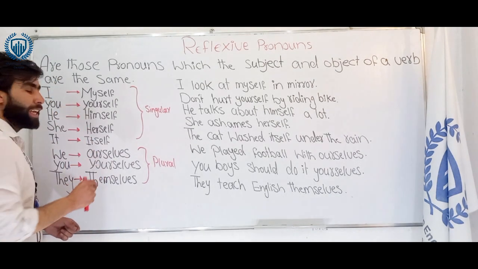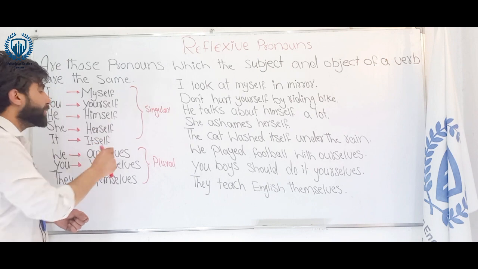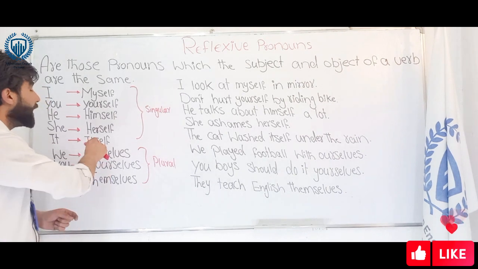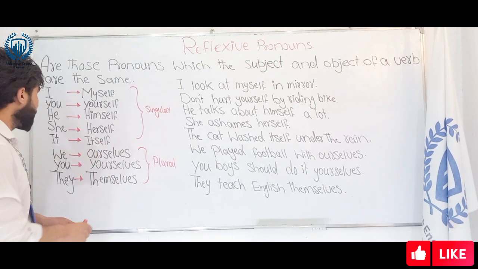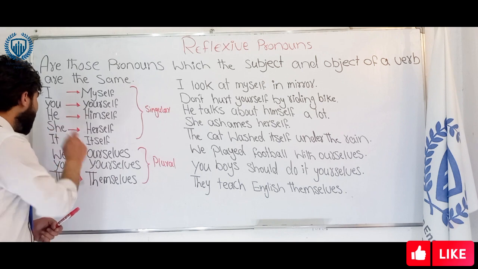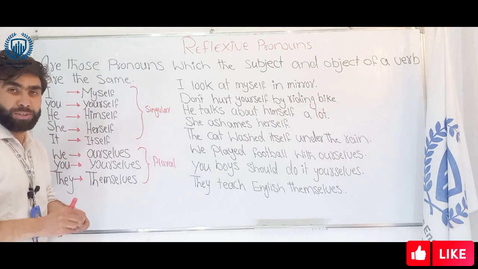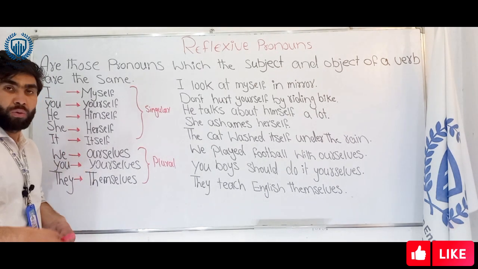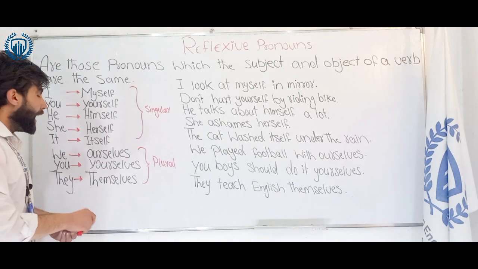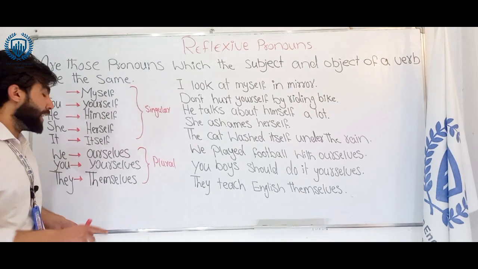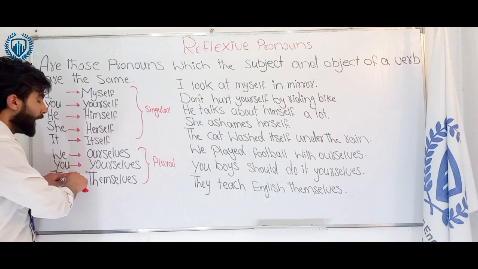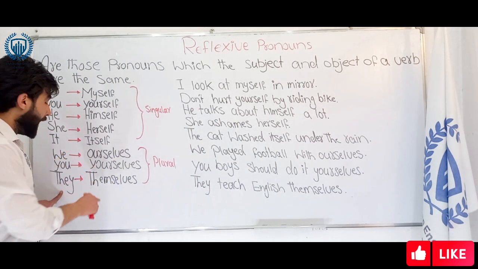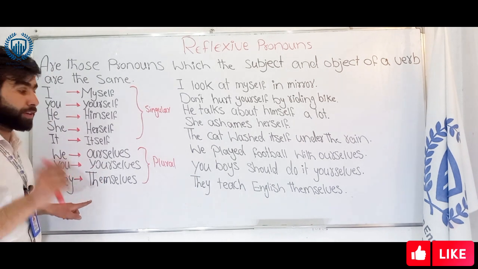And he is the subject and himself is the reflexive pronoun. And she is the subject and herself is the reflexive pronoun. And the fifth one, it is the subject and itself is the reflexive pronoun. And we is the subject and ourselves is the reflexive pronoun. And you is the subject and yourselves is the reflexive pronoun. And they is the subject and themselves is the reflexive pronoun.